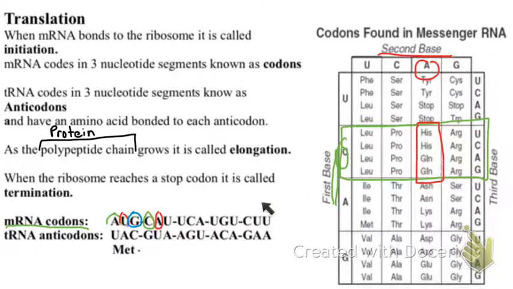And now I'm going to look at my third base. It's a U. I'm going to look in this little third base section here. I find the U right there. So where the U meets up is histidine. So I know that my next amino acid is going to be histidine. I'll leave that up there as you do the next 3 codons. Call me over if you have questions.